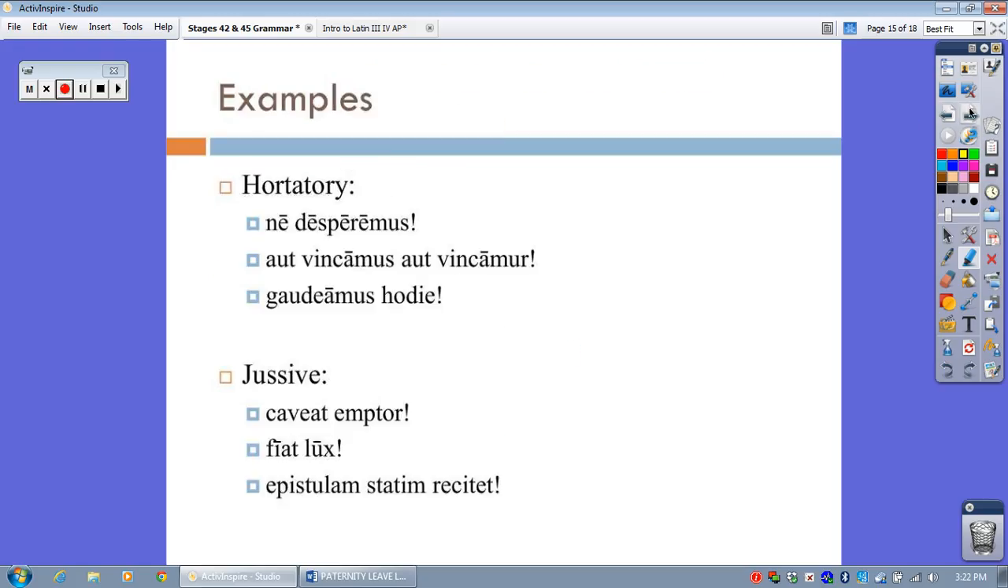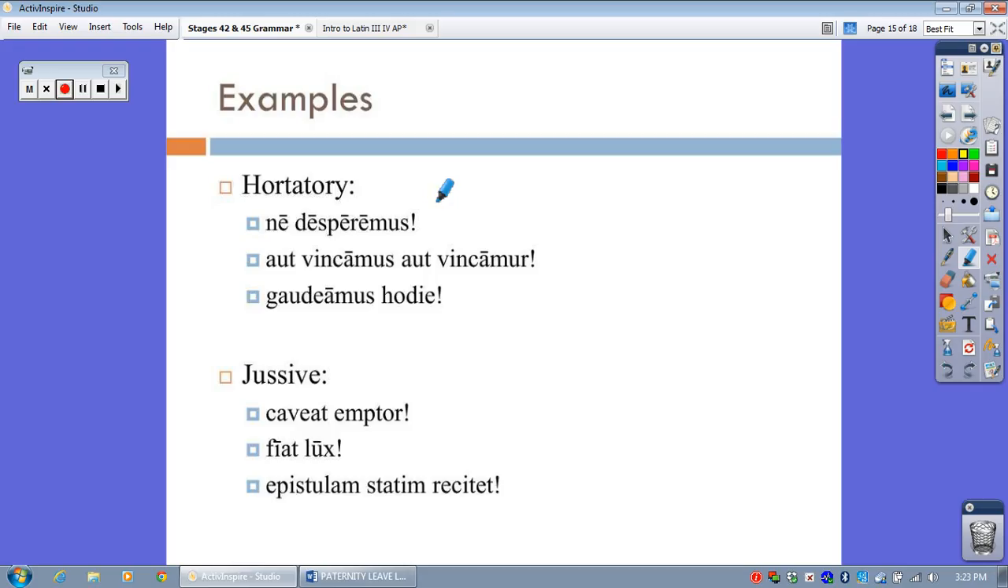So, here are some examples in Latin. Hortatory: Ne desperemus. Desperemus. We would expect it to be desperamus. That's a first conjugation verb, but hey, let's eat caviar. It changes. And speaking of let, now you understand why let is used in the phrase let's eat caviar, because let is the way that you translate hortatory and jussive subjunctives, which are the most common independent subjunctives used. Let us not despair. That's the way it would be translated. Look at the second one there. Aut vincamus, aut vincamur. That's a third conjugation verb, vincere.